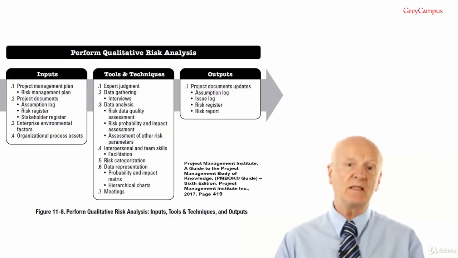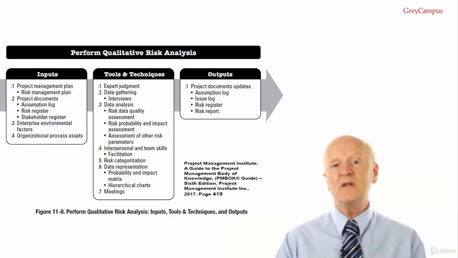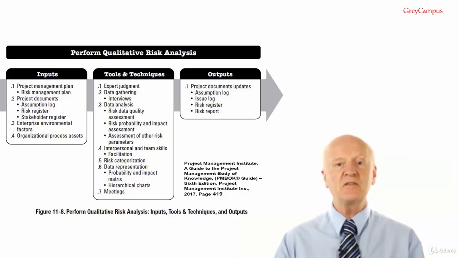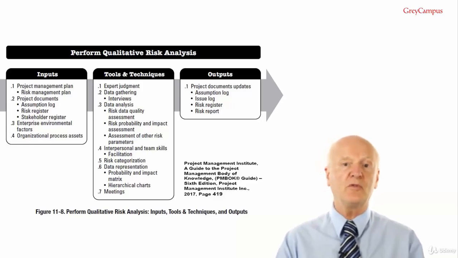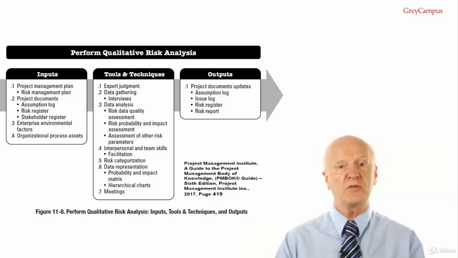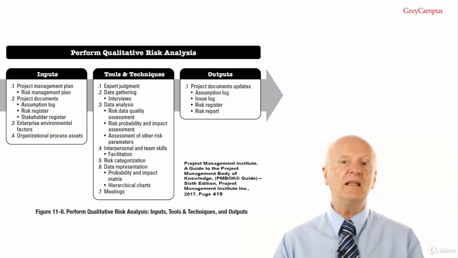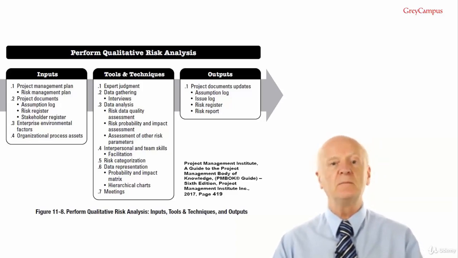Then risk probability and impact assessment. Risk probability assessment considers the likelihood that a specific risk will occur. Risk impact assessment considers the potential effect on one or more project objectives such as schedule, cost, quality or performance. Impacts will be negative for threats and positive for opportunities. Probability and impact are assessed for each identified individual project risk.